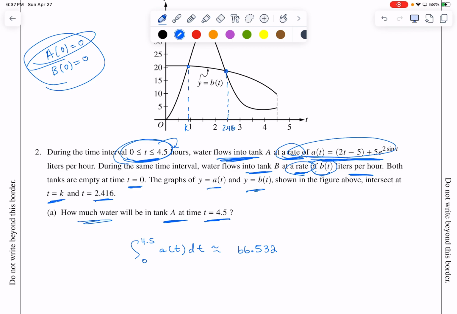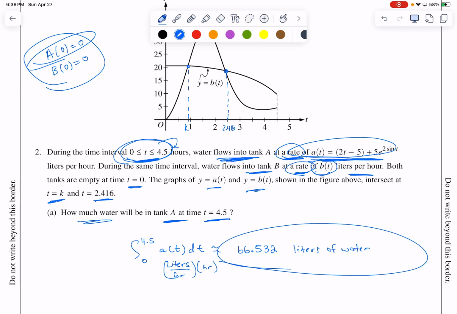It's liters. Don't worry, we'll have that fixed. Liters per hour times hours. What's the units going to be? Liters. Liters of water. She put an X instead of Y1, that's why you're off. Okay, yeah. Now, go to part B.